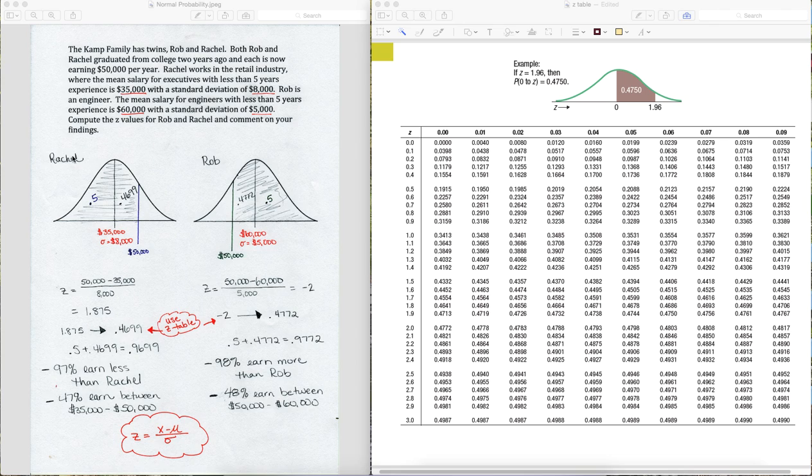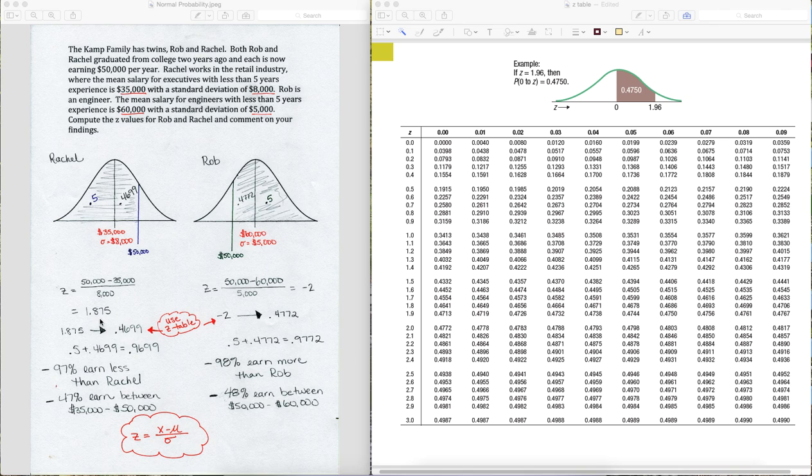All right, so let's start with Rachel, and we're going to calculate the z-value of where she lands on her normal curve. Down here, you'll see the z calculation, the formula. So z equals x minus mu. So x is what she earns, and mu is the mean. So we have $50,000 minus $35,000 over $8,000, the standard deviation. Plug all that into your calculator, or if you're really smart, you can do it in your head, and you come up with 1.875. That's a z-value.